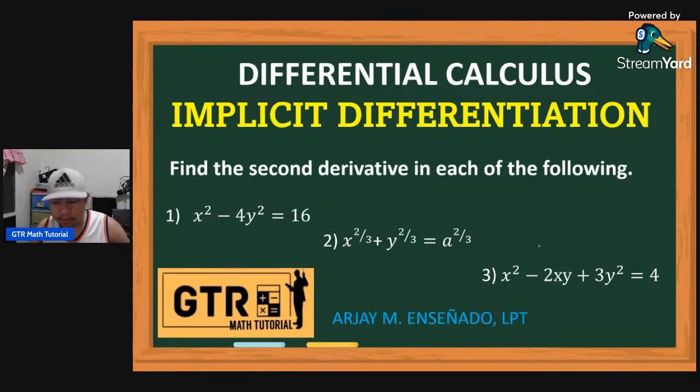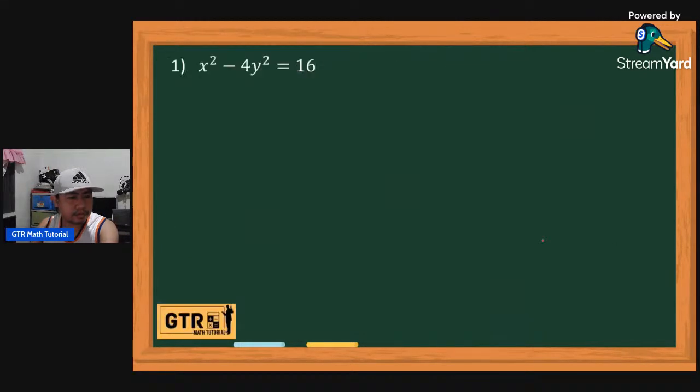Okay, so let's start. Number 1. Find the second derivative of x squared minus 4y squared equals 16. Okay, so first, find the first derivative. So all we have to do is use the power rule, the general power rule.